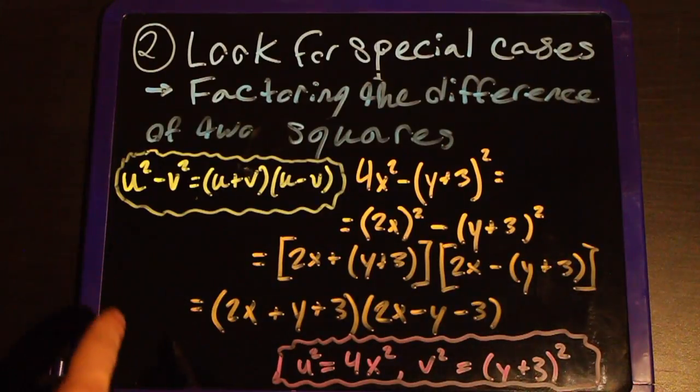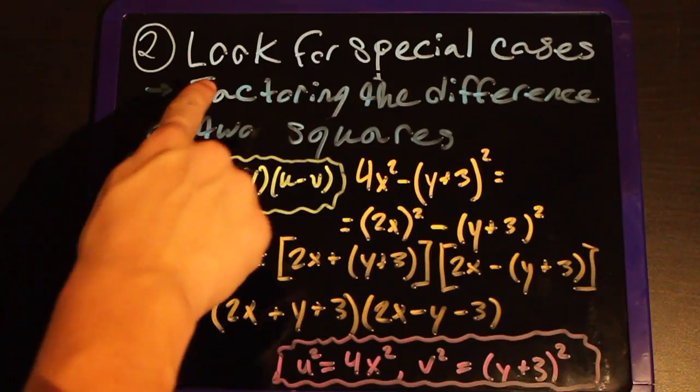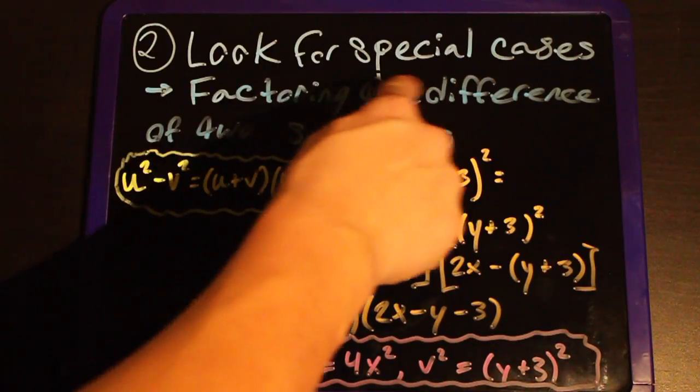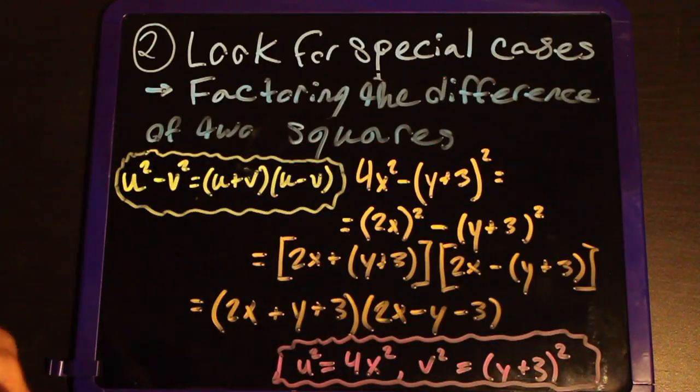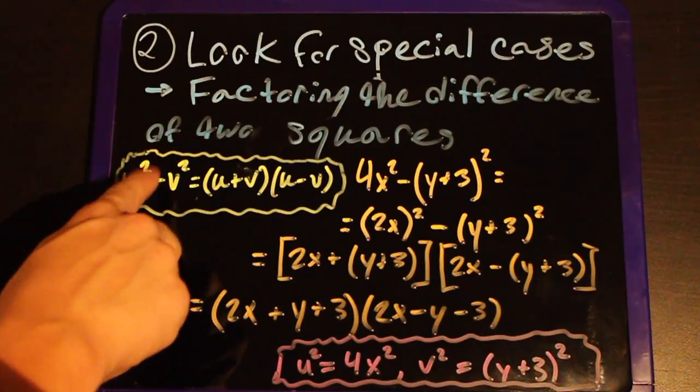So for our second step, we're going to look for special cases that apply to our polynomial. So the first special case we'll be looking at is factoring the difference of two squares. Now, the difference of two squares, for example, would be right here, u squared minus v squared.